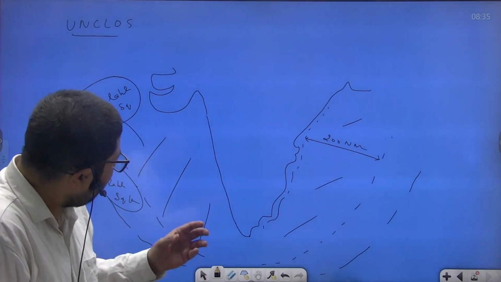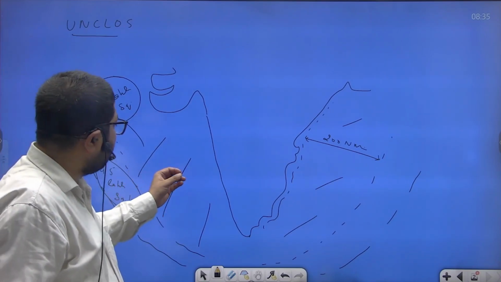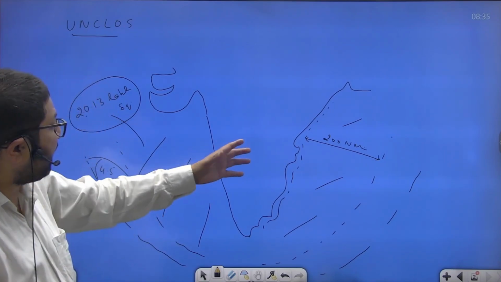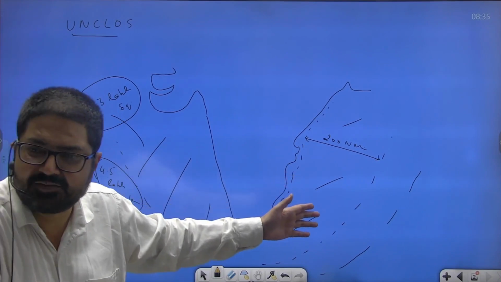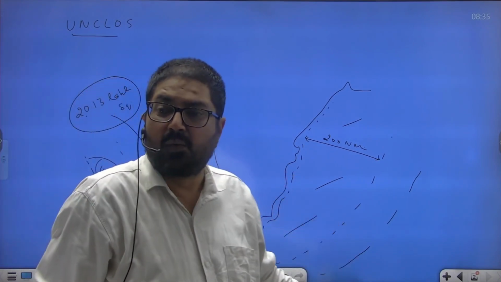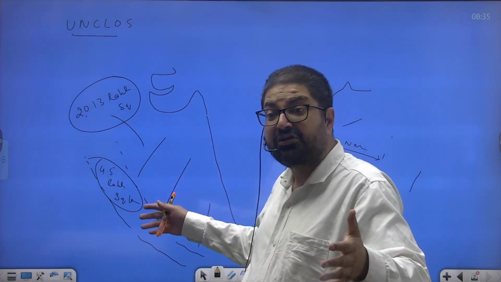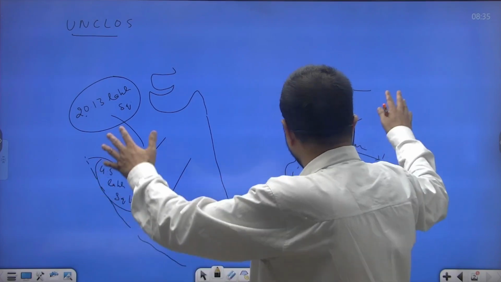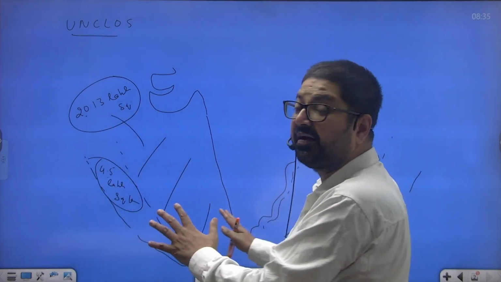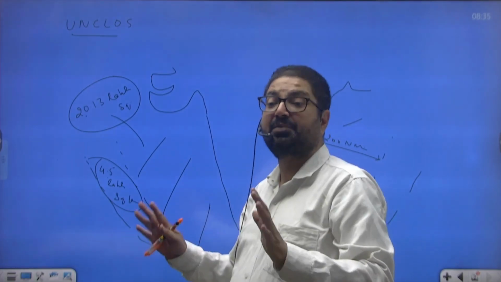Now, see, oil has been found in the Andaman Sea also. We have discovered oil in the Andaman Sea. Why? Because we have exclusive economic rights over this entire zone. Whatever minerals will be discovered, only India can exploit them.